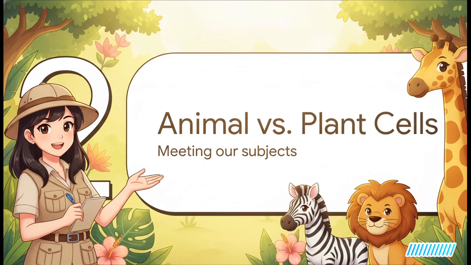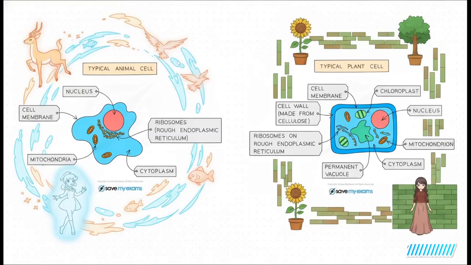Moving on to Section 2, Animal versus Plant Cells. Time to meet our safari subjects. Here are the two main characters of our safari. On the left, check out the typical animal cell. Notice its shape? It's kind of a flexible, irregular blob, right? It doesn't have a rigid outer wall, which is exactly why animals can move, stretch, and dance around. Now, take a look at the typical plant cell on the right. It looks way more like a structured brick, bounded by a thick outer layer. They're both cells, but visually, they have completely different architectural styles to suit their totally different ways of life.